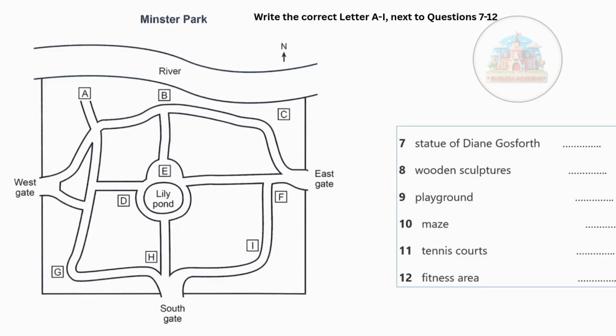There have been tennis courts in the park for many years, and they've been doubled, from 4 to 8. They're still in the southwest corner of the park, where there's a right-angle bend in the path. Something else I'd like to mention is the new fitness area. This is right next to the lily pond on the same side as the west gate.